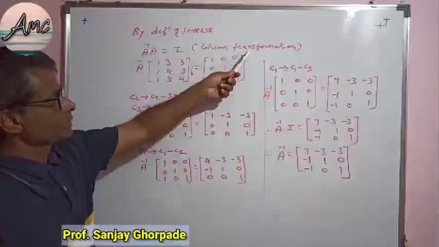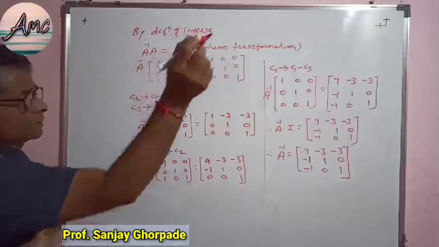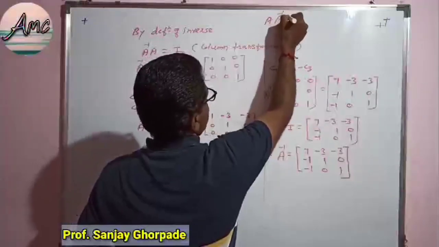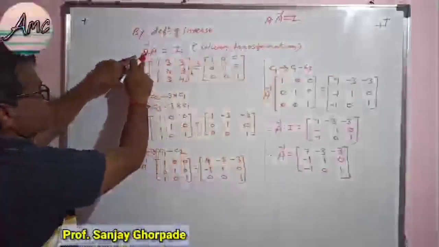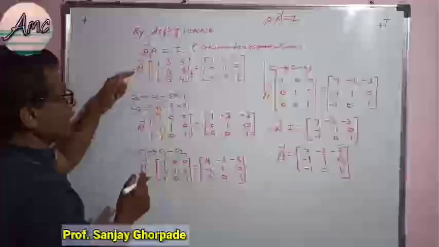See, for column transformation, you have to use this definition: A inverse into A equal to I. Whereas in row transformation, we have seen that A into A inverse is equal to I. But for column transformation, you have to take A inverse into A equal to I.